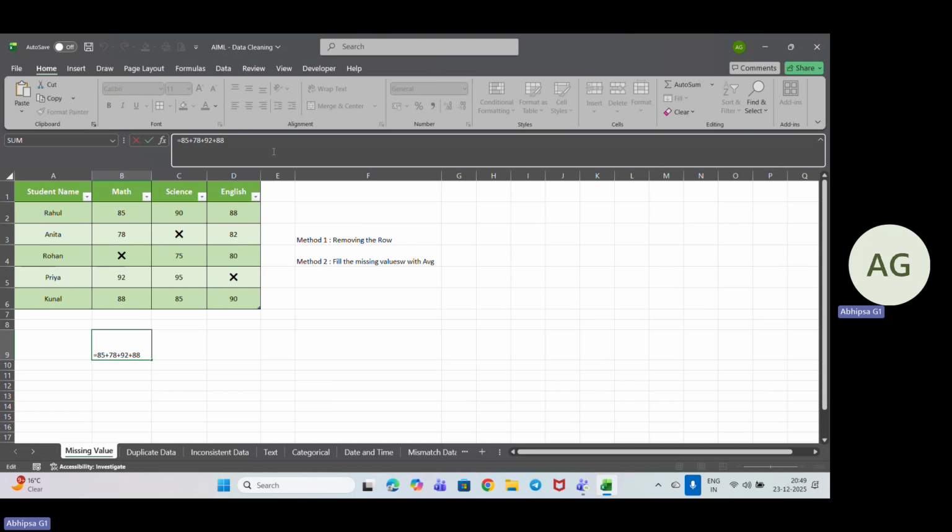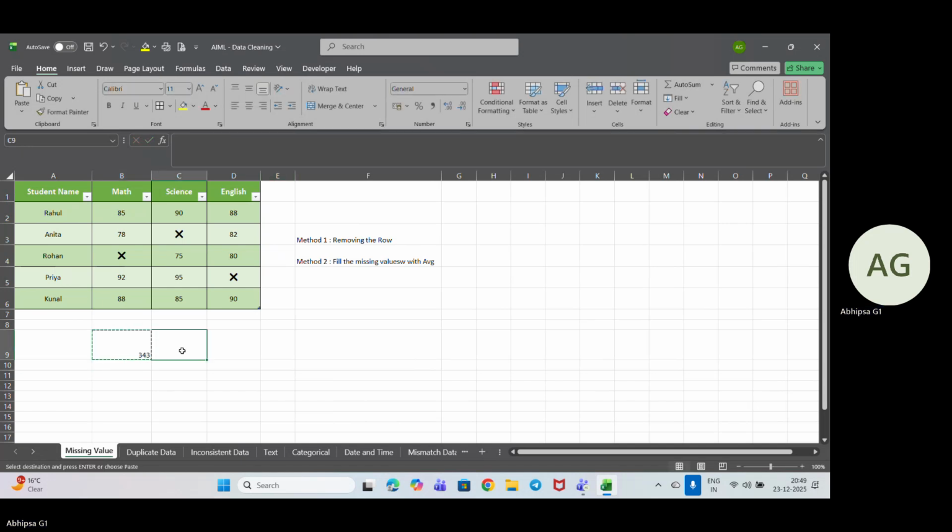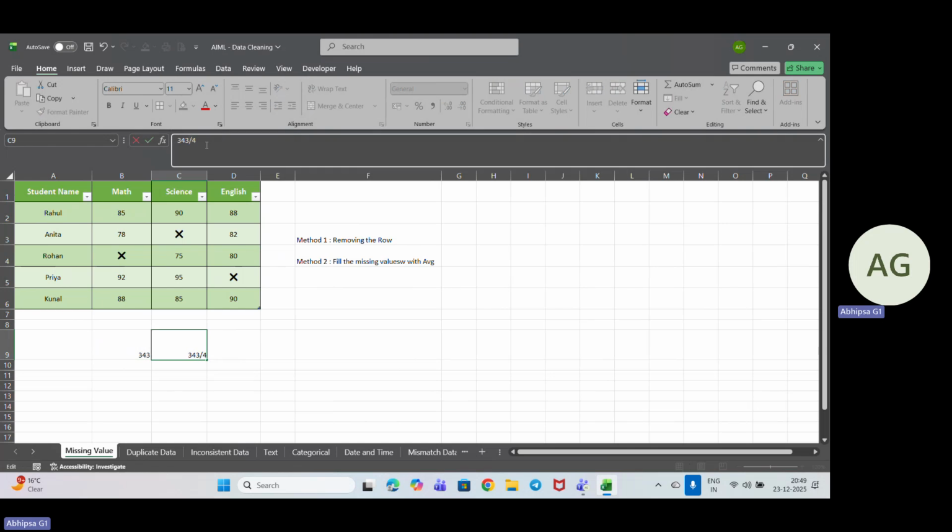Now this we want to copy, Control C, Control V. Now I want to paste the value so that I can divide it by 4, right? So my answer is 85.75. So this is for the maths average. Okay, so this is the math average.